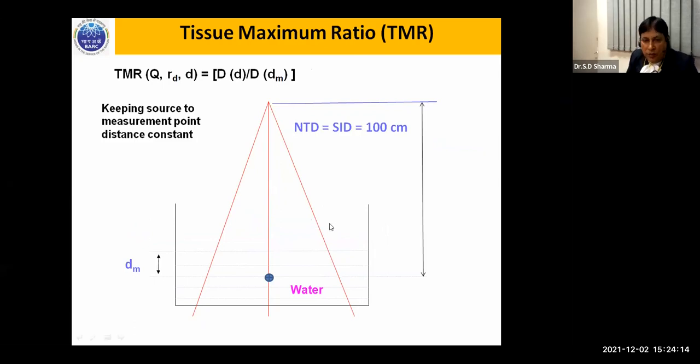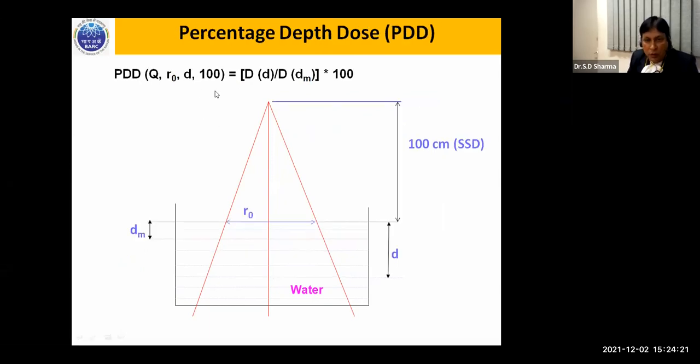Now, in case of tissue maximum ratio, we define that earlier. In case of percentage depth dose, you might have seen that it is a function of 4 different parameters: beam energy, reference field size projected at the surface, depth of interest, and SSD, which is usually the normal treating distance or isocentric distance of the machine. This parameter is generally used for monitor unit calculation or tumor dose rate calculation in SSD setup.